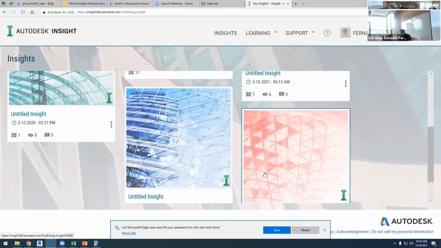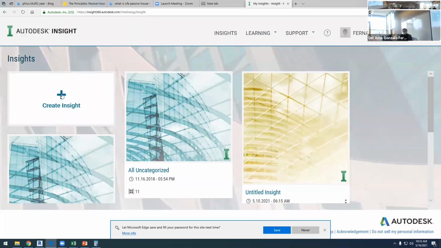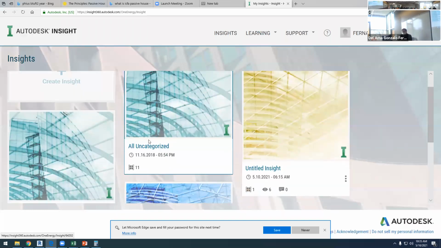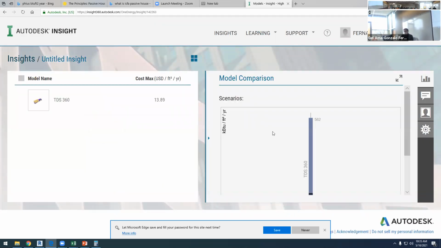Even this was easier in other versions. You can create a new one, or you can go over. So this is the one I sent on May the 10th, today at 6:15 a.m. Yeah, I did that. This is the last one that I sent. So I just click on this one. And this is the TDS building.